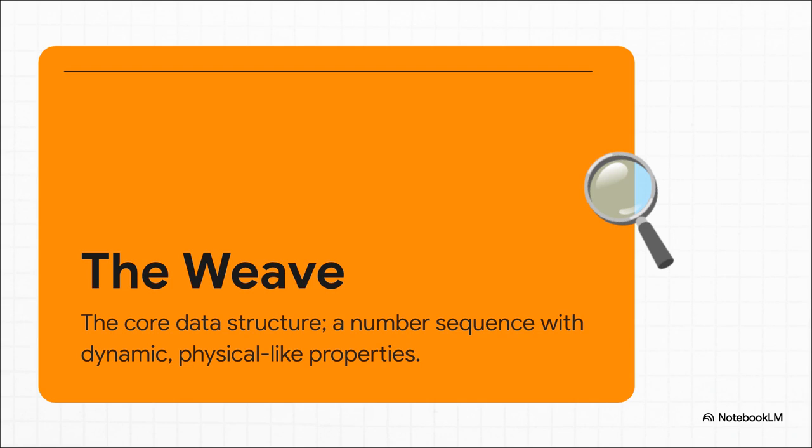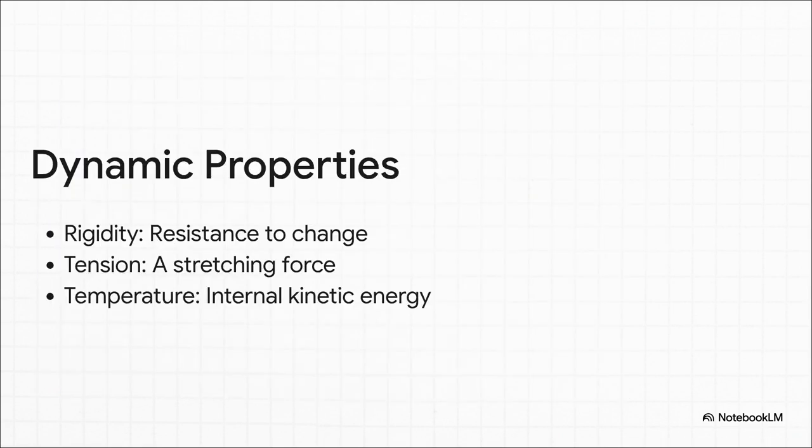It is the core data structure of the entire Aetherium Hub, and it's actually built with properties that make it behave like a physical substance inside the simulation. And this is where it gets really clever. They're bridging the gap between abstract numbers and physical behavior. Every single weave is given properties like rigidity, its resistance to being changed, tension, which is a kind of stretching force, and even temperature, representing its internal kinetic energy. All of a sudden, these aren't just numbers in a list. They're a kind of digital material that you can actually work with.